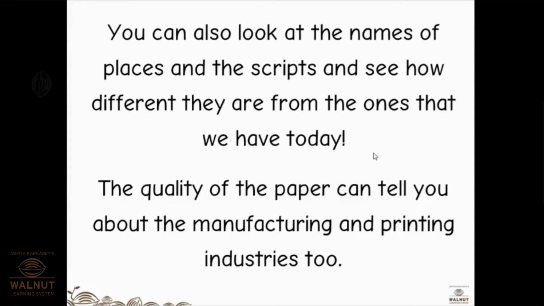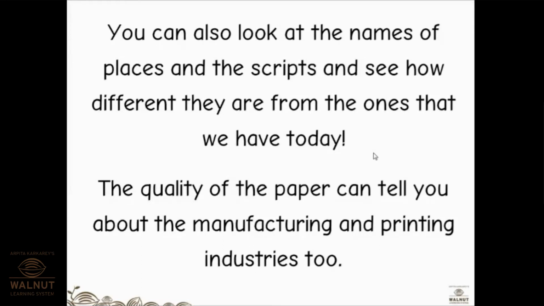So if you go and see the textbook, they are given two different maps. One what you see today and one is the old map. So you can compare how different, the names are also different. The script, like script means the language. Okay, that was different. People used priorly. Now it is different. It is either English or the native language. Okay, the quality of paper can tell you about the manufacturing and printing industries too. So if you want to go in details, you can understand these things also. That what was the quality of paper.